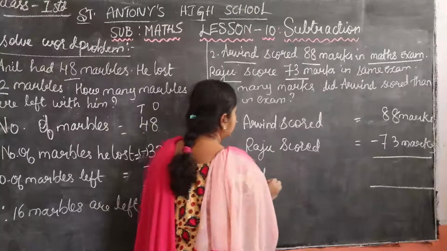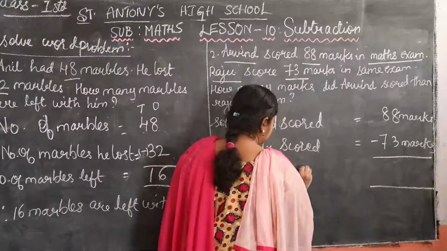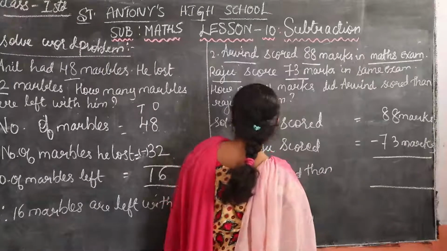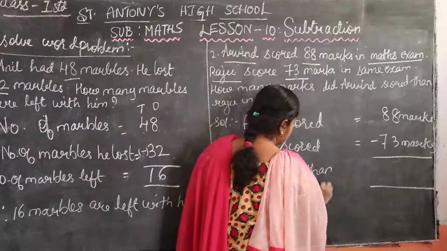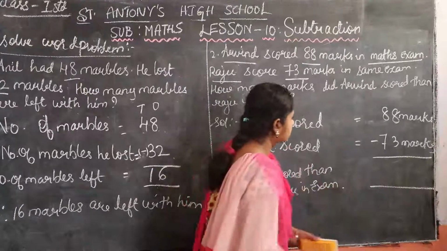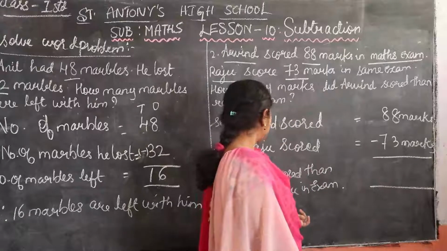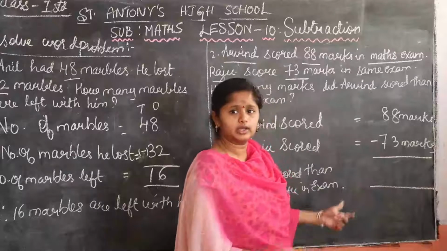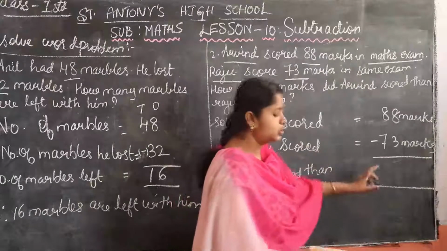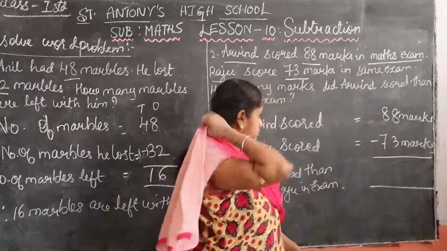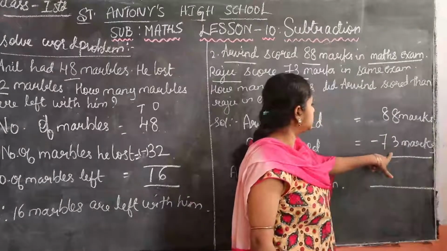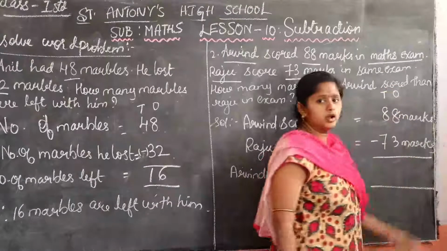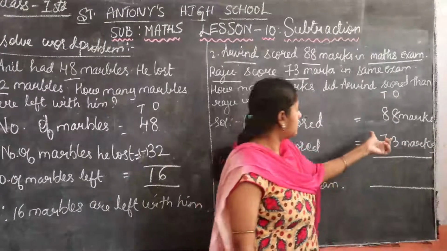What we have to write here? Arvind scored, then Raju, in exam. Okay. Now he has scored more marks than Raju or less marks than Raju? That we have to find out now. Okay. So 88 minus 73. So you have to write tens and ones here. Before solving, you have to write tens and ones.